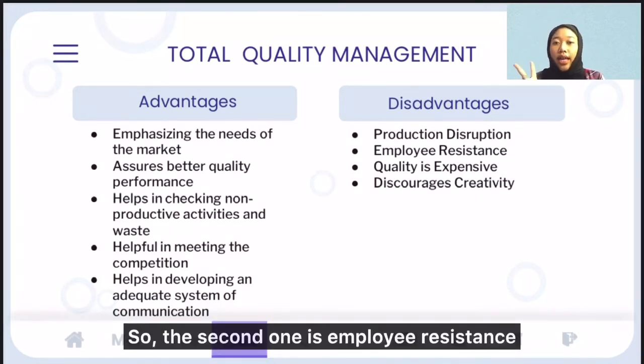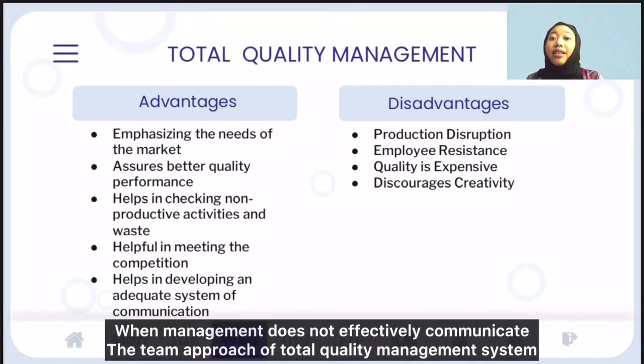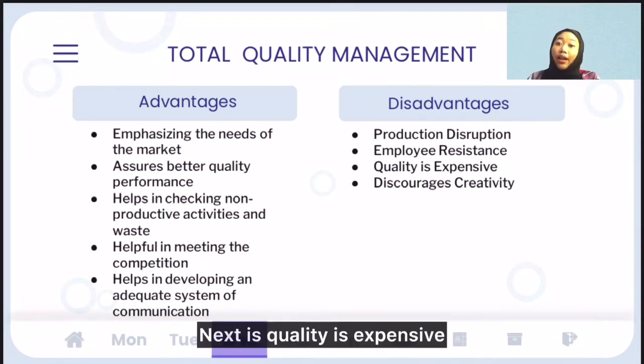So, the second one is employee resistance. Total quality management requires a change in mindset, attitude, and methods for performing their job. When management does not effectively communicate the team approach of the total quality management system, workers may become fearful, which leads to employee resistance.